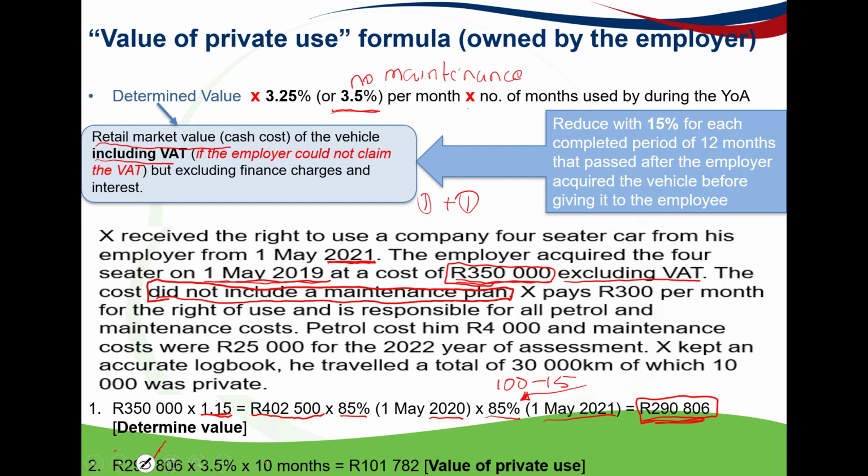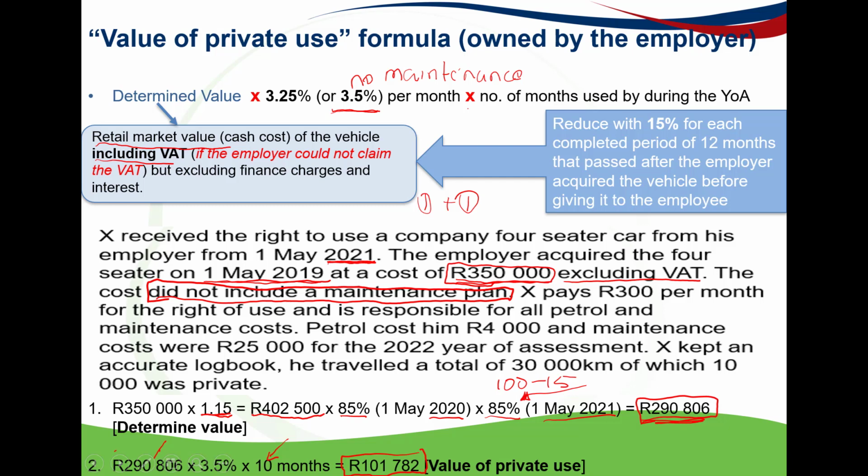And if we look at how many months the employee had access to this vehicle, that would be a period from 1 May 2021 until the end of the year of assessment, which is 28 February 2022. So it will be May, June, July, August, September, October, November, December, January, February. Hence, we get to this amount of 10 months over here. And then lastly, we get to a value of private use of 101,782 for the year of assessment.